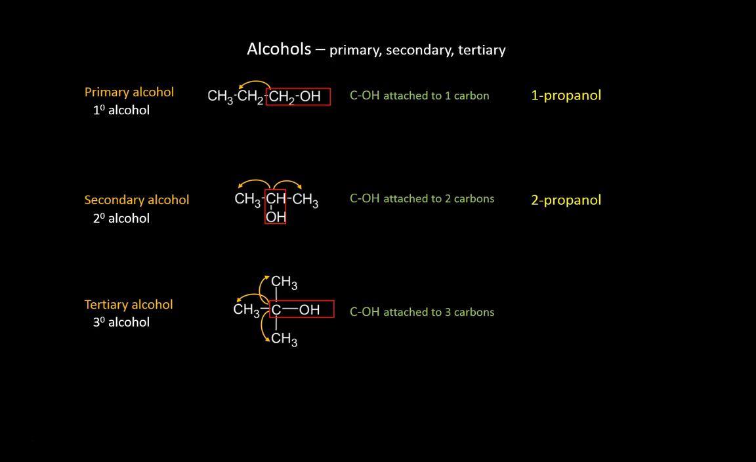As for naming the last one, notice the longest chain is 3 carbons with a methyl on carbon 2. This is 2-methyl-2-propanol, but there is another name. There are 4 carbons altogether, so the prefix is but-, and because it's a tertiary alcohol as well, we can combine them and call it tertiary butanol, or t-butanol for short. So this is what we mean by primary, secondary, and tertiary alcohols.